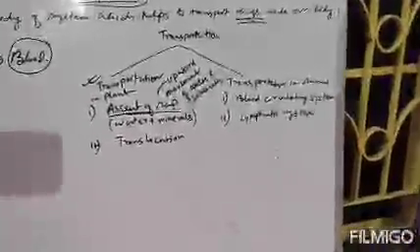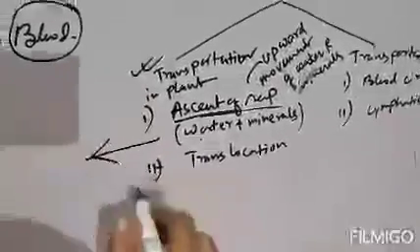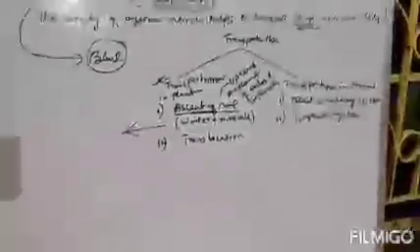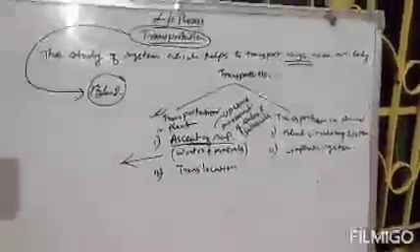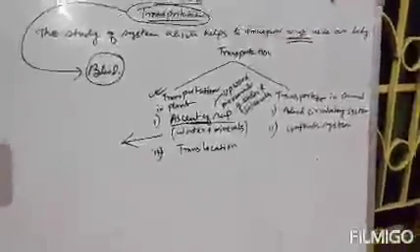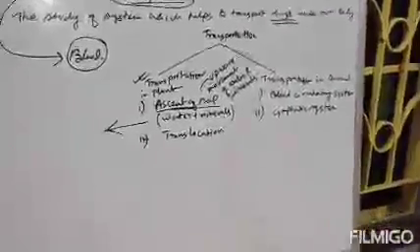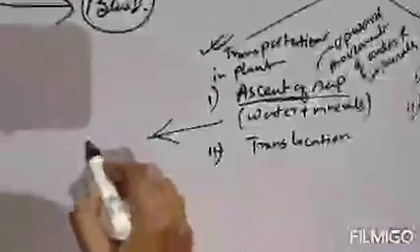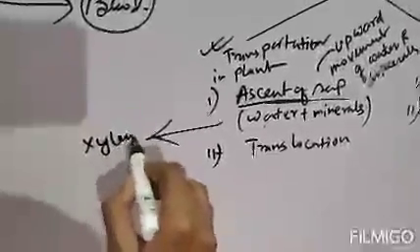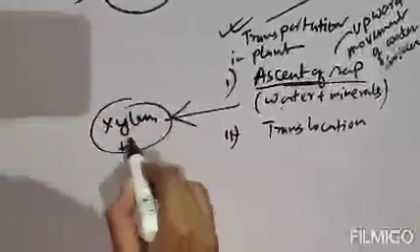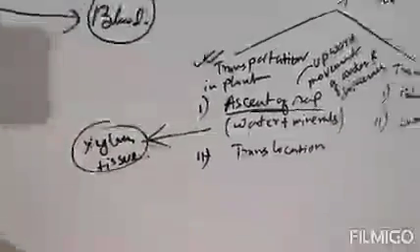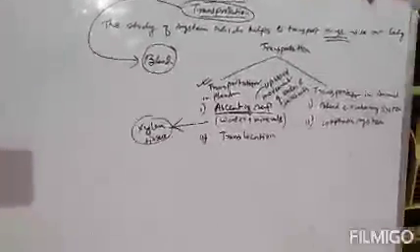Upward movement of water and minerals. This is ascent of sap. Clear? There is a special tissue for this movement. You have already studied it in class 9. They are known as xylem tissue. These tissues are mainly responsible for this upward movement, that is, for ascent of sap.